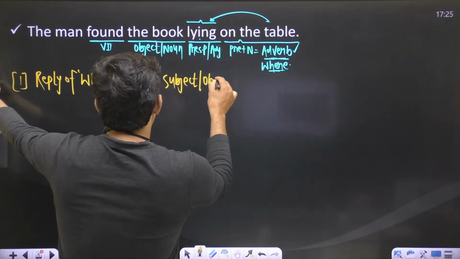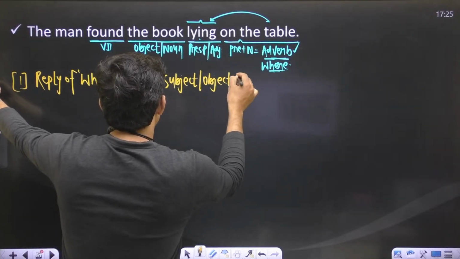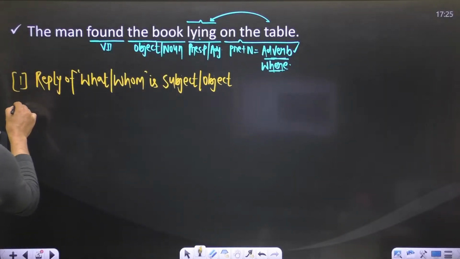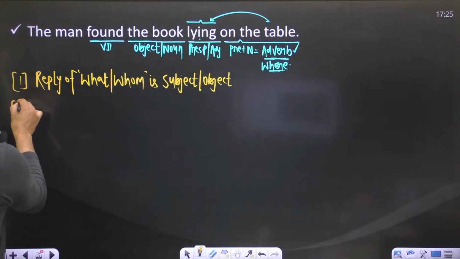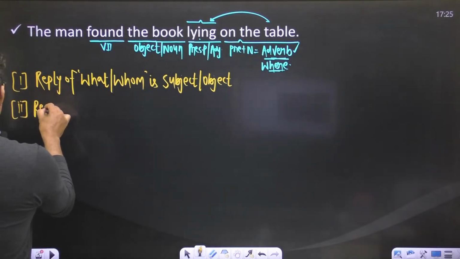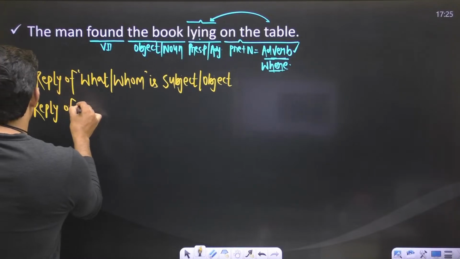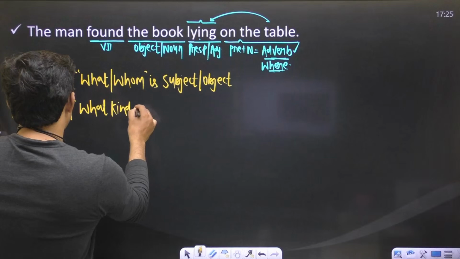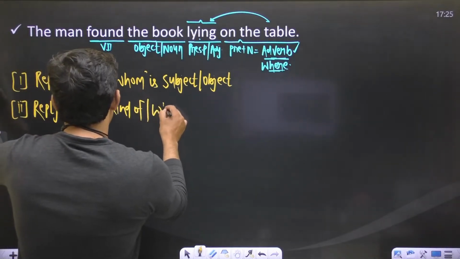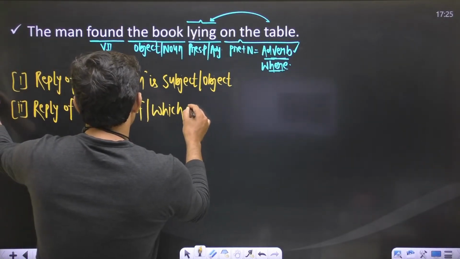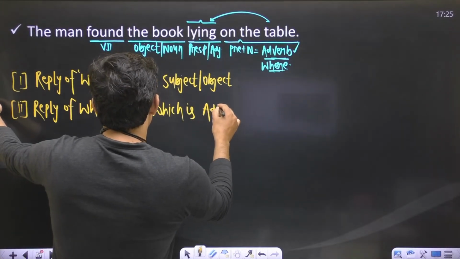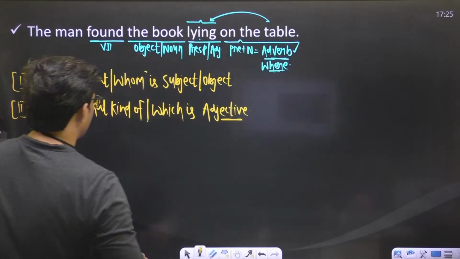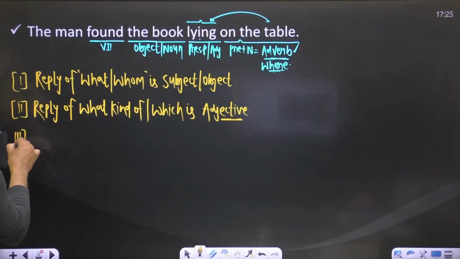The reply of what or whom is always subject or object. Make sure of it. Okay, let us move to the next one. The reply of what kind of, or you can say which, is always what? Adjective. The reply of what kind of or which is always adjective.